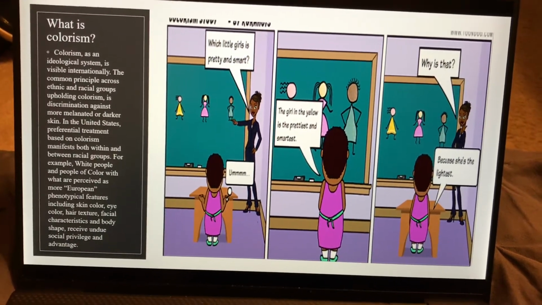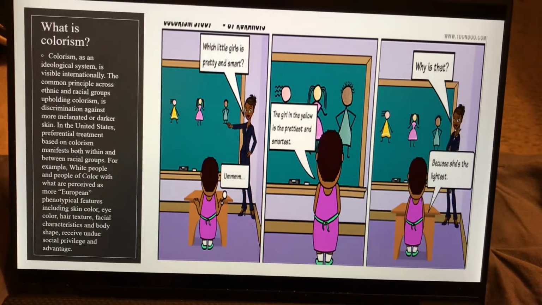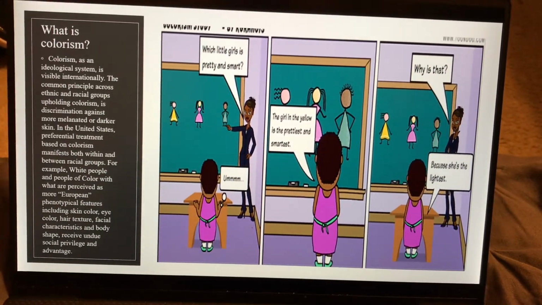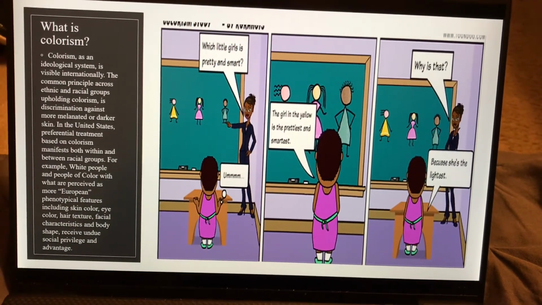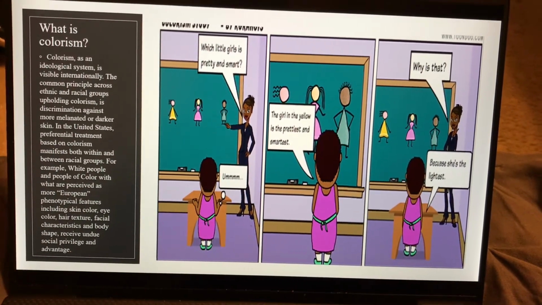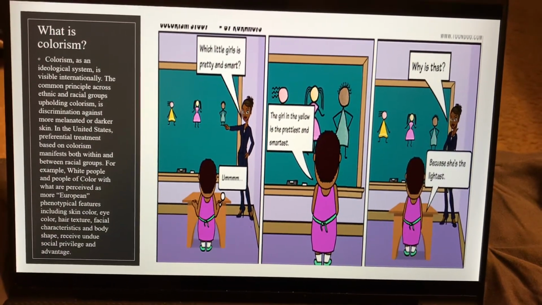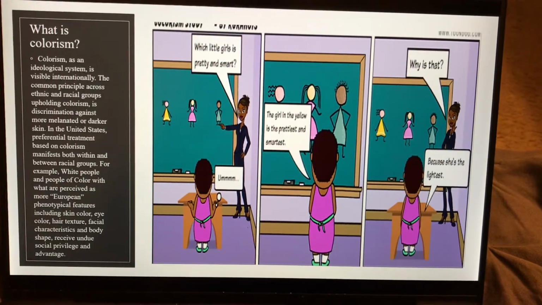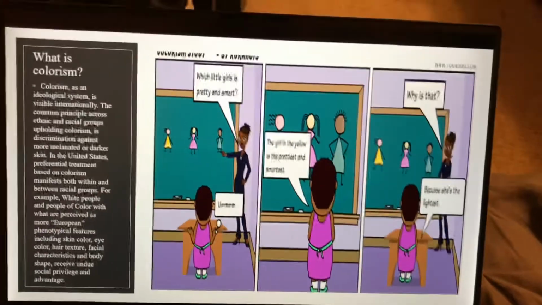In the United States, preferential treatment based on colorism manifests both within and between racial groups. For example, white people and people of color with what are perceived as more quote-unquote European features, including skin color, eye color, hair texture, facial characteristics, and body shape, receive undue social privilege and advantage.